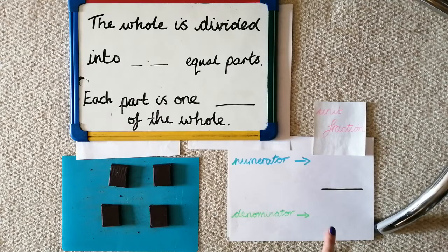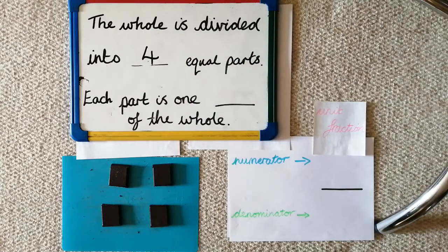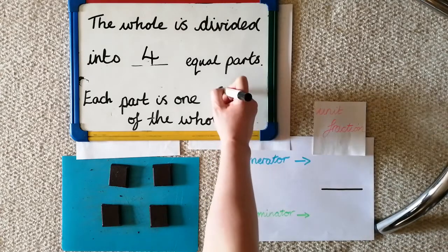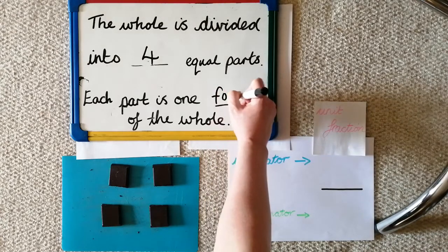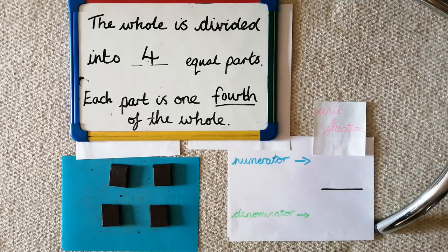So now, let's see if we can fill in our sentence again, which will help us write our fraction over here. So the whole has been divided into 4 equal parts. Each part is 1/4 of a whole. Now, some people might know that 1/4 is quite a special fraction because it actually has another name.